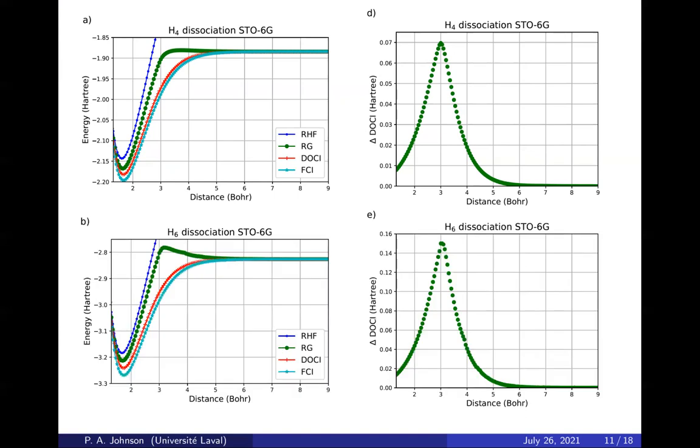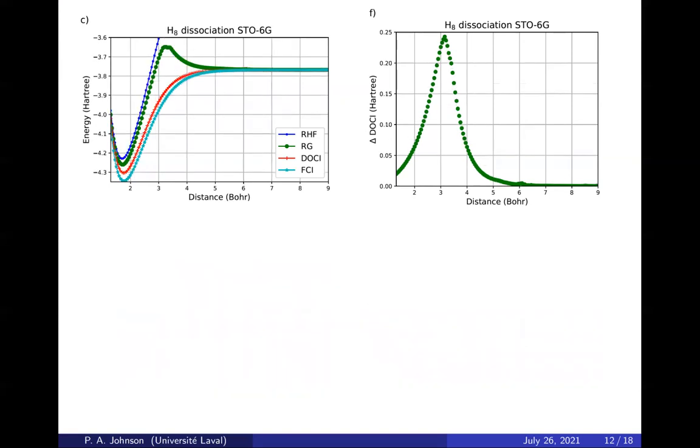This gets worse for H6 for the same reasons. At the minimum, it's Hartree-Fock. At dissociation, it's pairs. In the middle, it's an avoided crossing of the two. It is worse for H8 for the same reason. And the message here is that we are going to need more than one RG state to describe these systems correctly. But the expansion will be short.